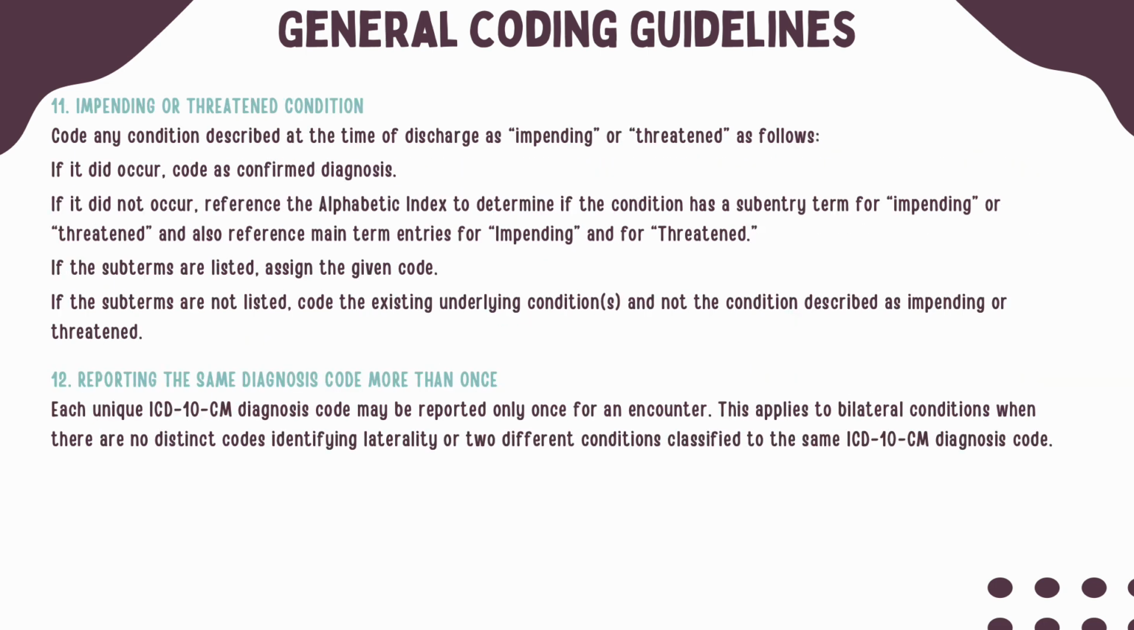For professional coding, conditions described as impending or threatened should be coded as follows. If it is confirmed and it did occur, it can be coded as a confirmed diagnosis. If it did not occur, it should only be coded if the alphabetic index has an entry for impending or threatened. If impending or threatened is not listed, only the existing underlying condition should be assigned. Each diagnosis code should be reported once for an encounter, no exceptions.